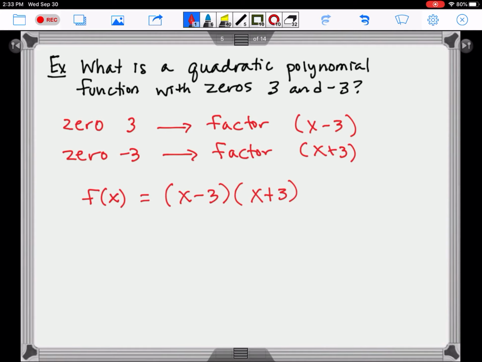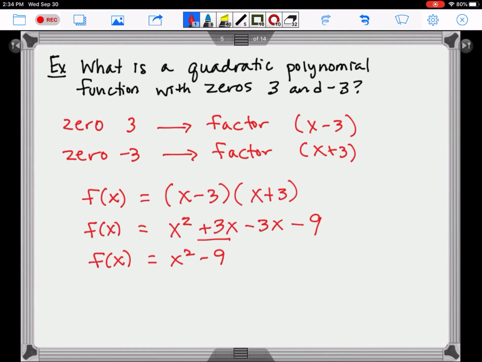Well, if I multiply and simplify, I'm going to get x squared minus 9. Well, the function is x squared minus 9. Okay, so that would be the quadratic polynomial that has zeros of 3 and negative 3. It would be f of x equals x squared minus 9.